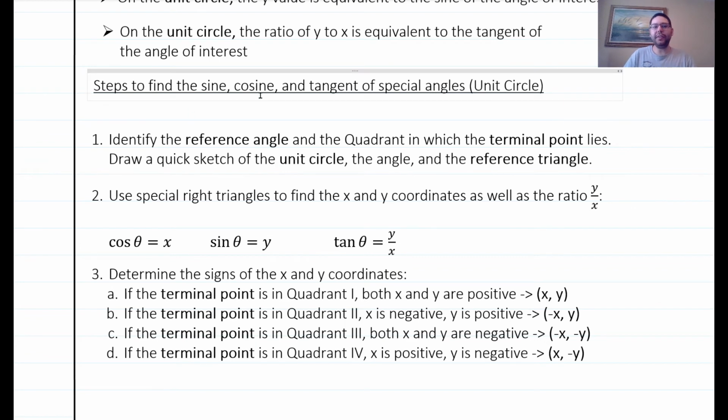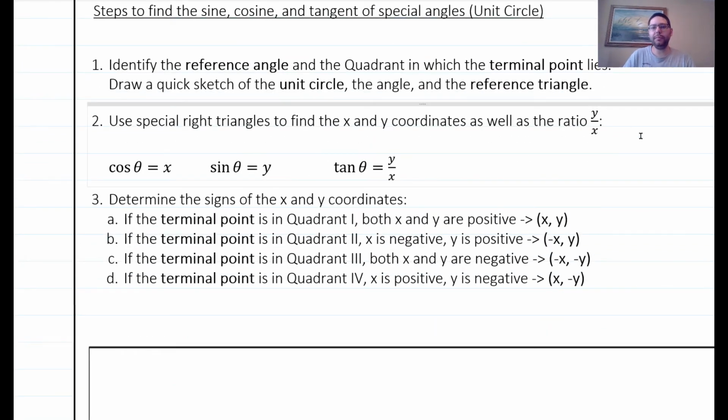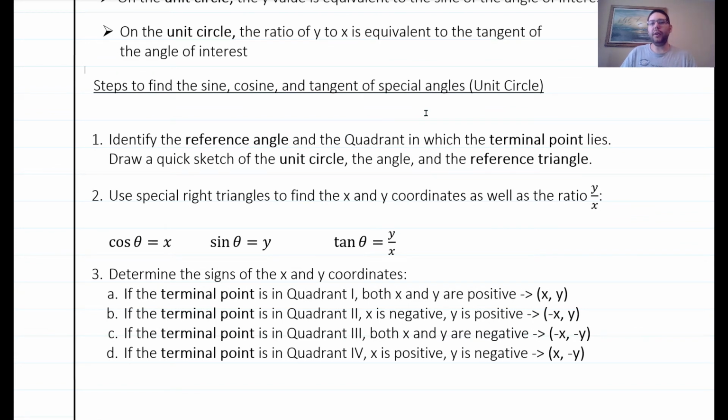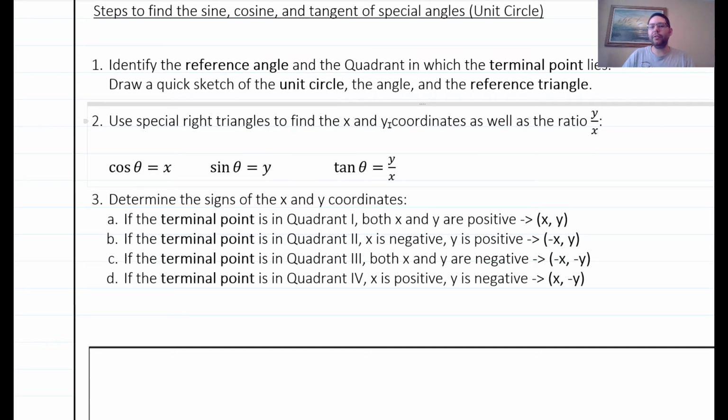So now let's talk about the steps to find sine, cosine, and tangent on the unit circle. If you want to find the cosine of any angle that's a special angle, you have to follow these steps. First step, identify a reference angle and the quadrant in which the terminal point lies. So figure out which quadrant you're in based off of the angle that you're looking at. Draw a quick sketch using the unit circle, the angle, and the reference triangle. It helps if you have a picture in mind. Use these special right triangles to find the x and y coordinates as well as the ratio of y over x. So use your special triangle knowledge to help you find those coordinates. Remember that x is cosine, y is sine, and tangent is y divided by x.